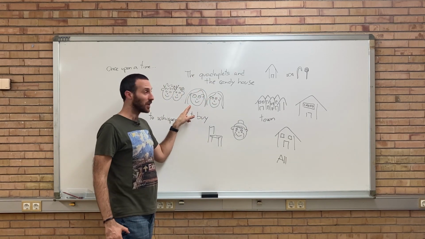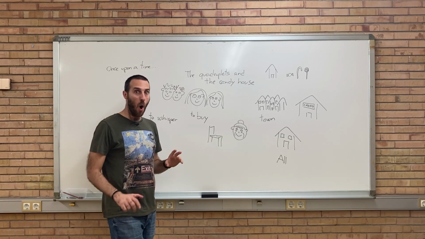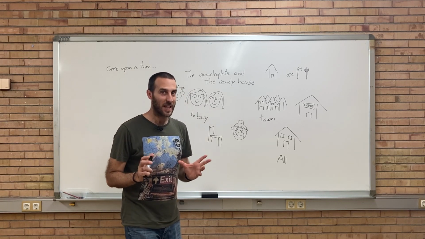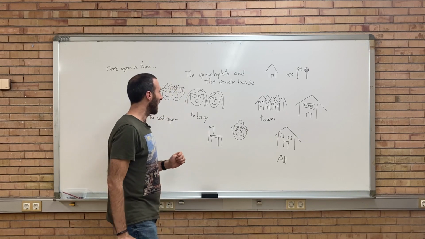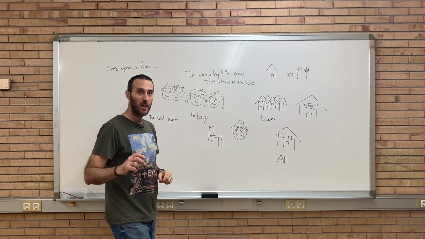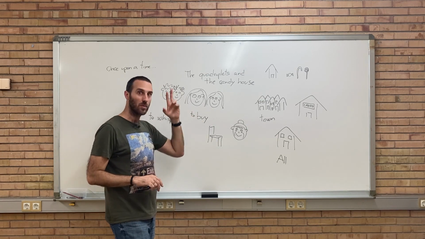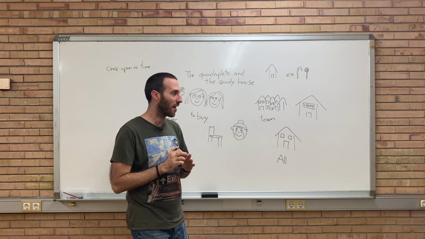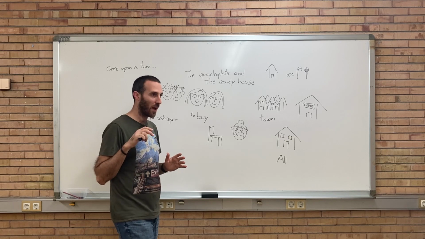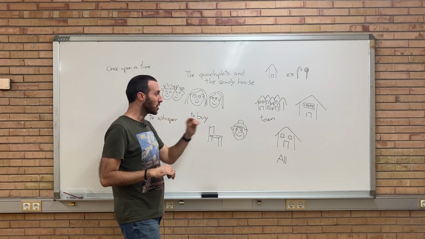And the children, the quadruplets, were very excited and they were happy. And when they went back home, they thought, we have to go there. We have to make a trip. We have to go to the candy house.